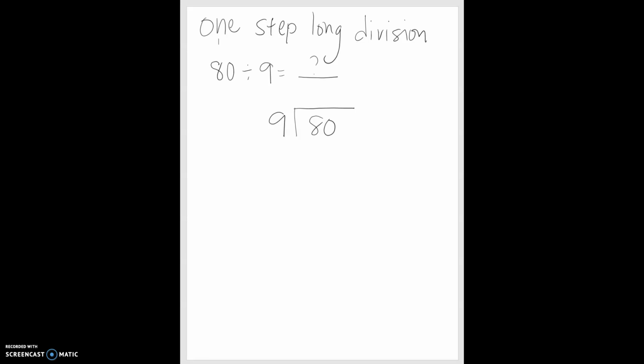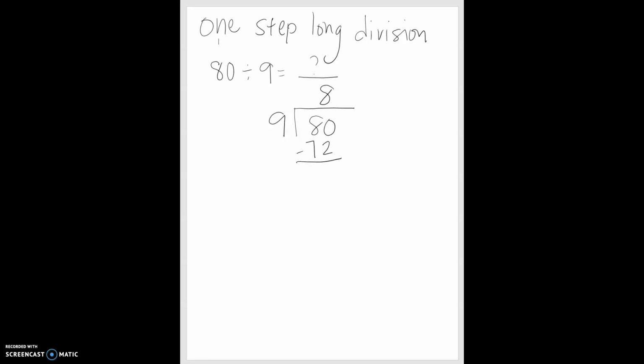In other words, which multiplication table with the 9s can I use to get really close to 80, but I cannot pass 80? Now, if you know your tables, maybe you say, well, 9 times 9 is 81. Good, but that's too big. So we need the one that comes right before it, which would be 9 times 8. And that would be 9 times 8 equals 72.